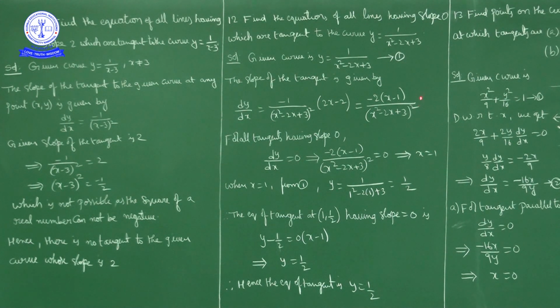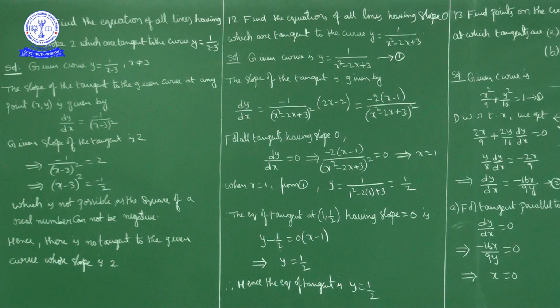Okay, by equating this: minus 2 into x minus 1 upon x square minus 2x plus 3 whole square equal to 0. Minus 2 is non-zero, and the denominator is non-zero, so we cross multiply. What we have? x minus 1 equal to 0, which means x is equal to 1.